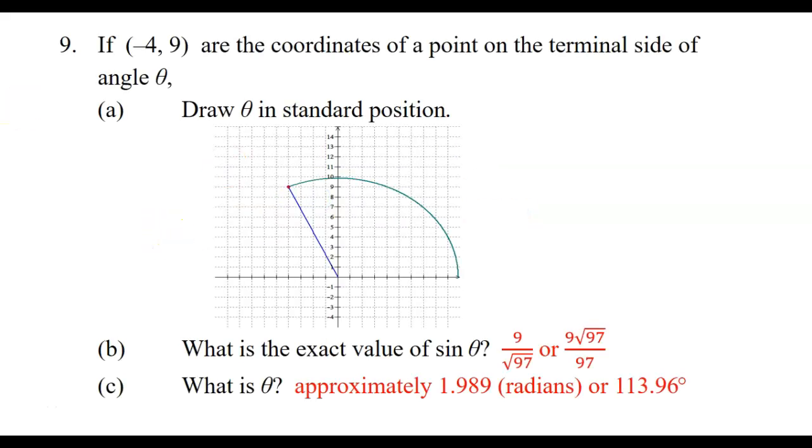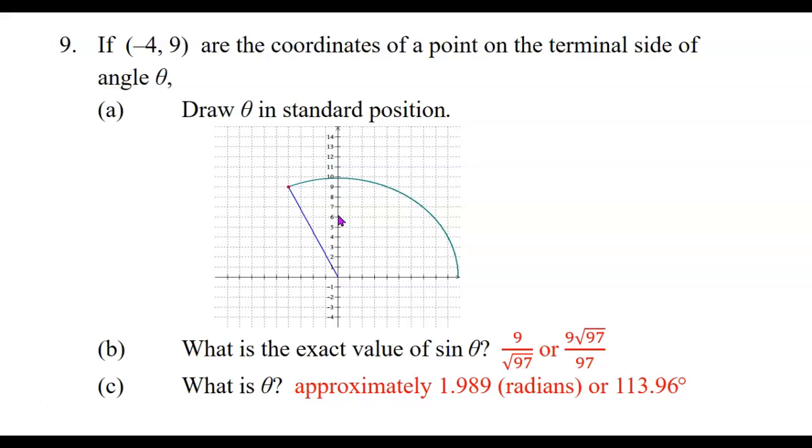First of all, number 9: if (-4, 9) are the coordinates of a point on the terminal side of angle theta. So here is the point (-4, 9). If that's on the terminal side of an angle, here's that angle in standard position. So here's the line from the origin out towards that point, (-4, 9).